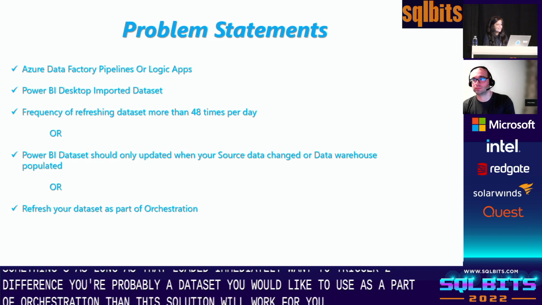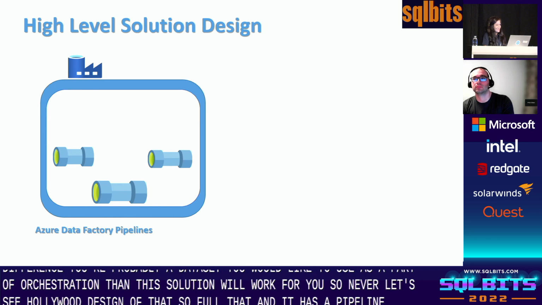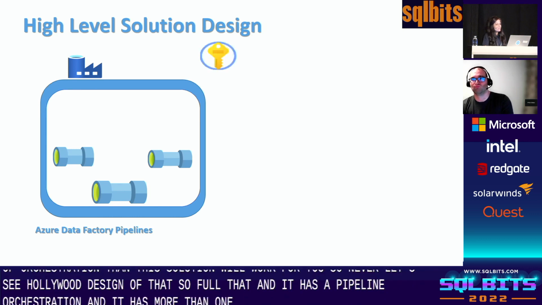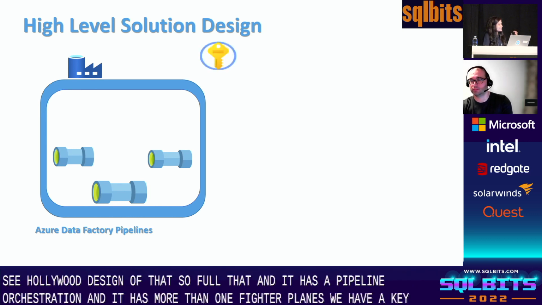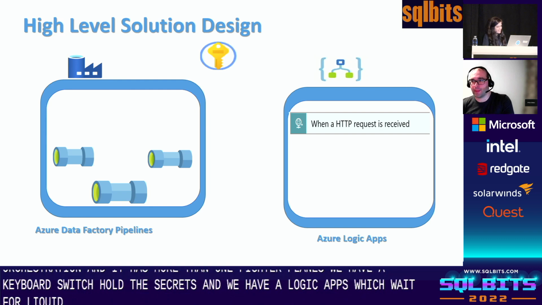So now let's see the high level design of that. For that we have Azure Data Factory, and it has pipelines and it does orchestration, and it has more than one pipeline. We have key vaults which hold the secrets, and we have logic apps which wait for an HTTP request, and which refresh the Power BI dataset.